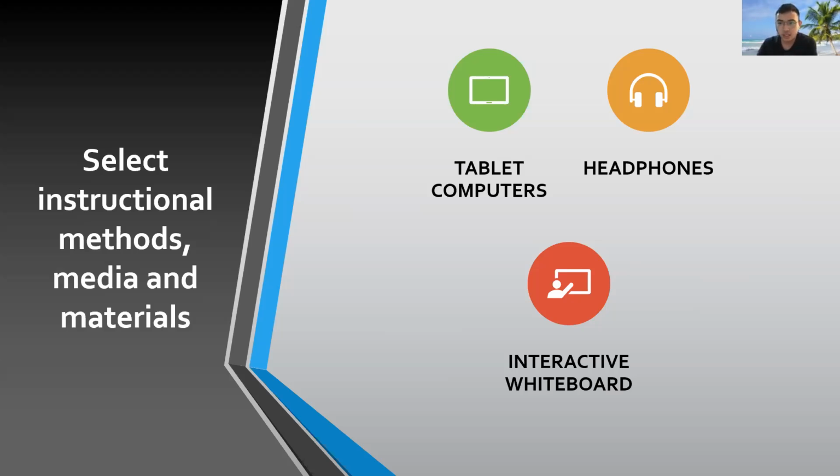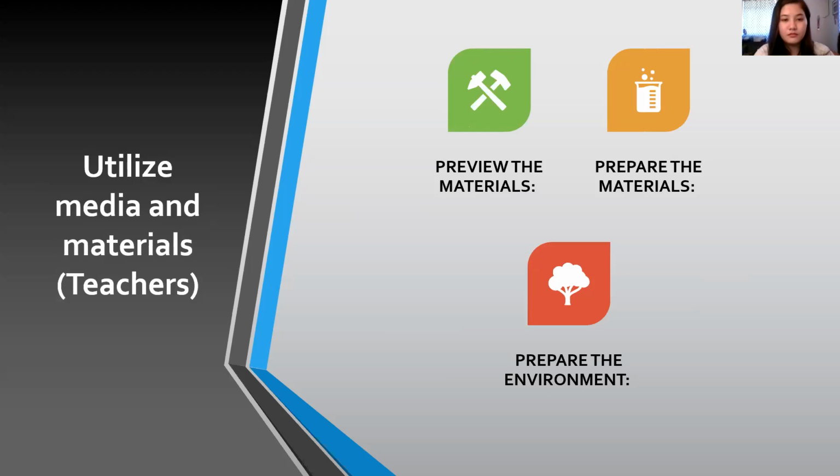Next, the following is what the teacher should do. They should utilize the media and the materials. For the first one, preview the materials. Prior to the class, the teacher creates the watching video activity on the human nervous system. The teacher will ensure that there is internet access and that all tablet computers are functioning properly, which will aid in the effectiveness of the delivery of the lesson.